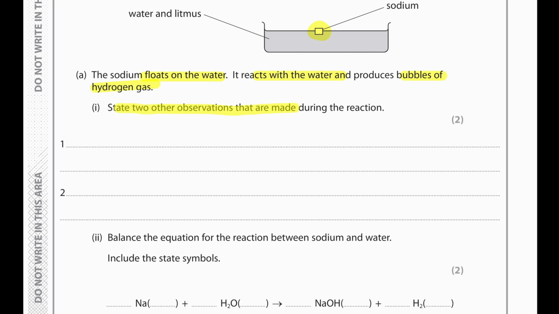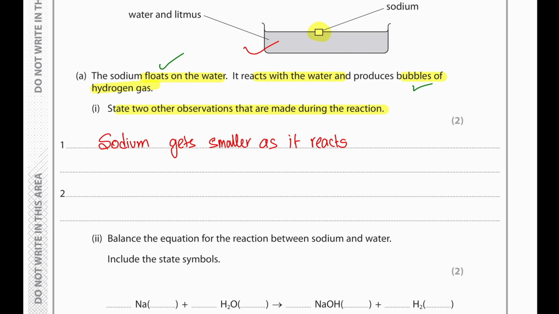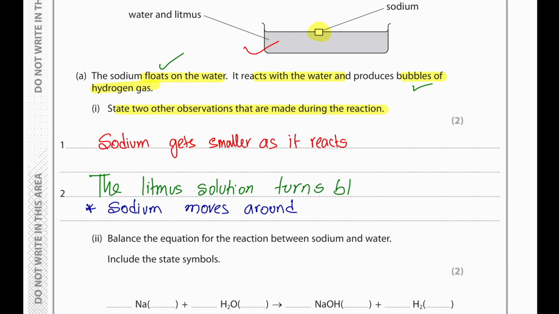State 2 other observations that are made during this reaction. So we already know that it floats in water, and we already know that it is producing bubbles. So we can't write them. The other 2 points that we can write is sodium slowly disappears, because as the sodium reacts, it will disappear. And the other points that we can write also include the sodium will jump around or move around in the water. It will melt into a ball, and since there is litmus in the solution it will turn blue because sodium hydroxide will be produced.